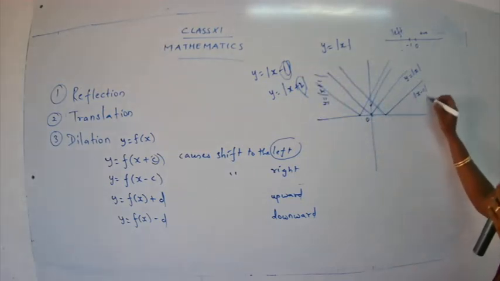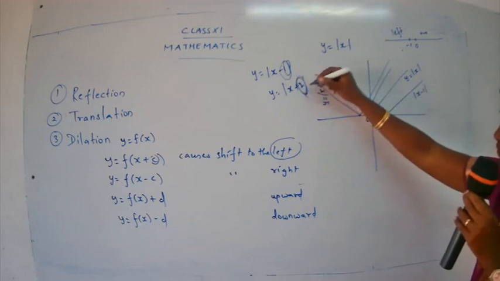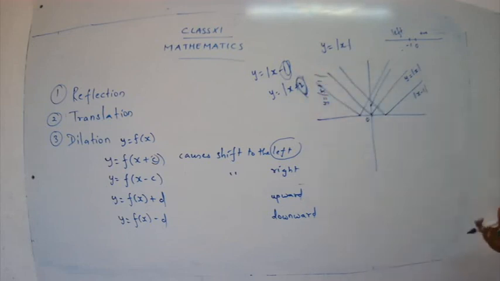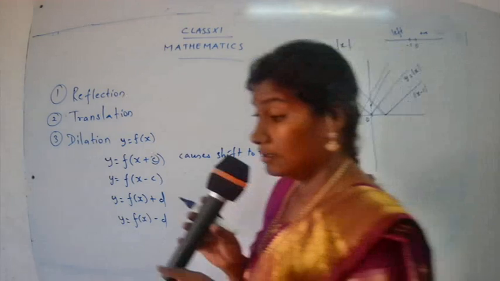So the shifting, how many units? It will be given to you in the function itself, where there is a number. So you have to focus on the numbers and move that many units. Maybe it will be leftward or rightward, or upward or downward. Clear? Okay, so now let's go for dilation.